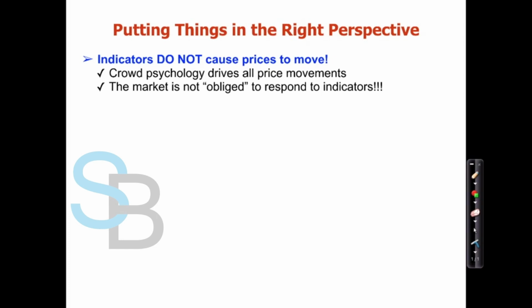Now, one thing to understand is that indicators, moving averages, candlestick patterns do not cause prices to move. Remember that, right? It is crowd psychology, emotions in the market that drives price movements. So the market is not obliged to respond to indicators. Just because the 6 EMA crosses above the 18 EMA, it doesn't mean the price must go up, right? The price can still go down, right?